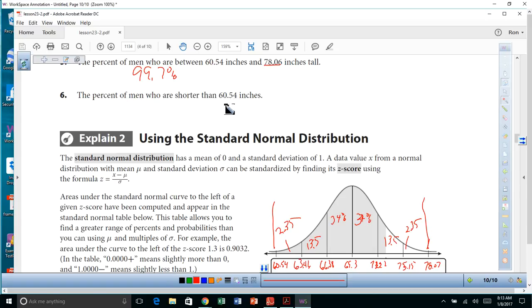Okay. Well, what is this area over here? That's 0.15, I believe. So this is going to be 0.15%. Now, let's do it in the calculator real quick.